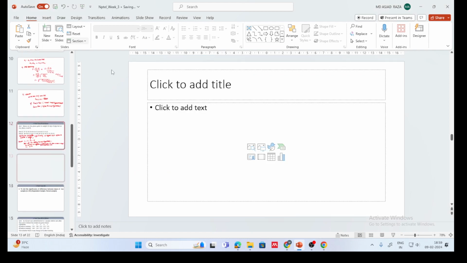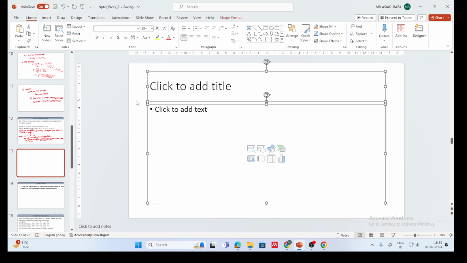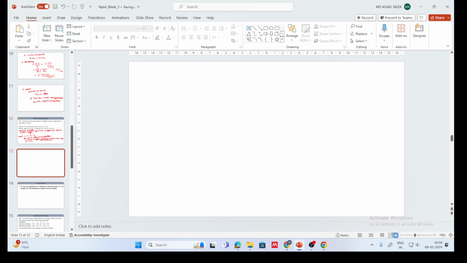Now we will go for the alternative hypothesis. What will be there? X1, their mean is not going to be same. This is the two-tailed test. Correct now? Yes, sir.